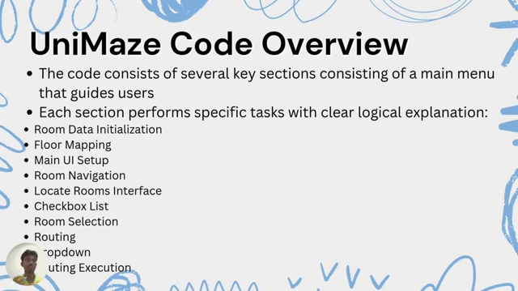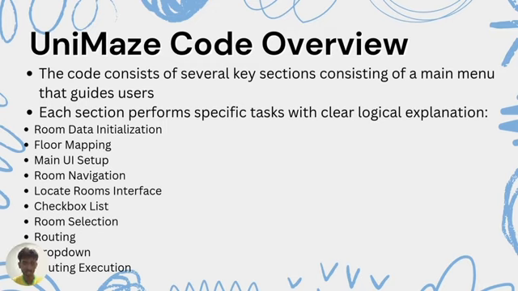So the code consists of several key sections, including a main menu that guides users. Each section performs specific tasks with clear logical explanations. So we have split it into these sections, which is the room data initialization, where we're able to store room names, categories, and floor levels in a structured array. Then the floor mapping, where it converts between short floor codes, for example, G, and full names, such as ground floor, using maps.